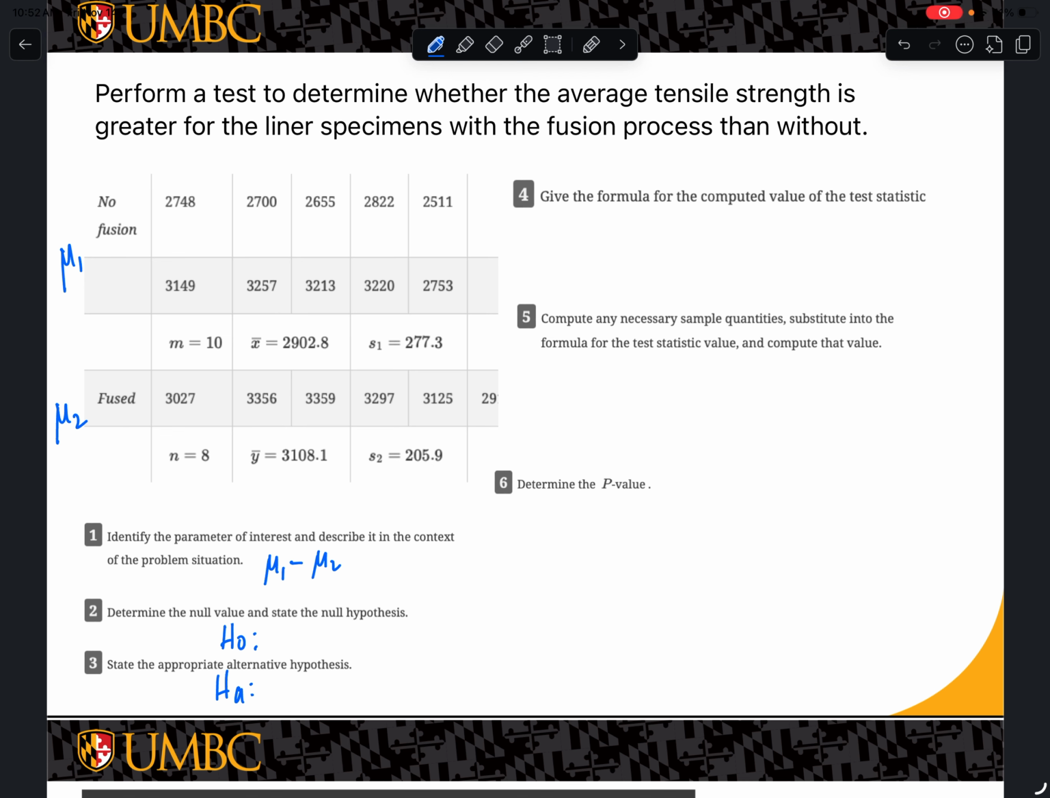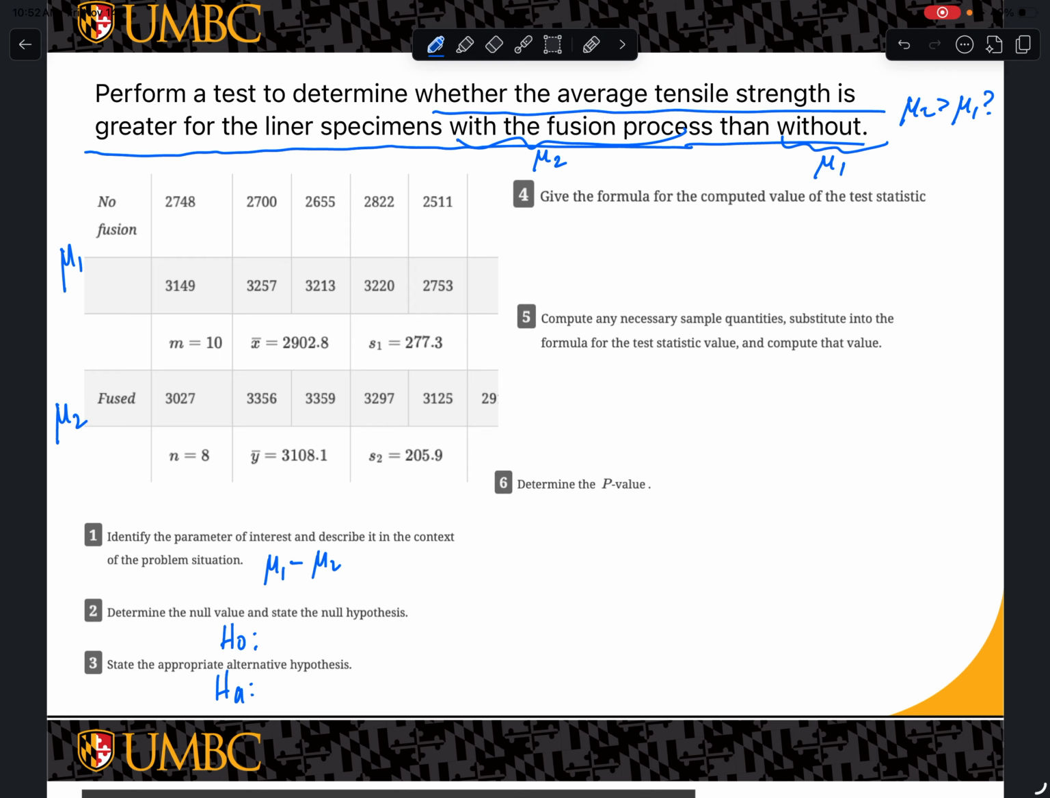Perform a test to determine whether the average tensile strength is greater for liner specimens with the fusion process than without. So what they're saying is, remember, the average with the fusion process is mu2. The average without is mu1, according to what I wrote on the table here. And so they're basically saying, is it true that mu2 is greater than mu1? That's the research question.